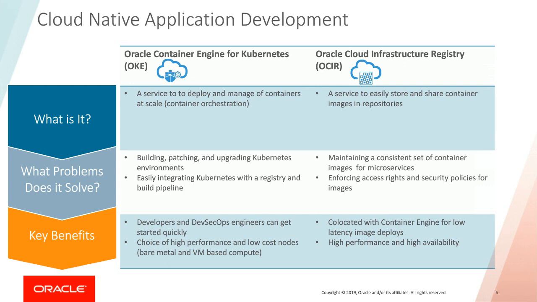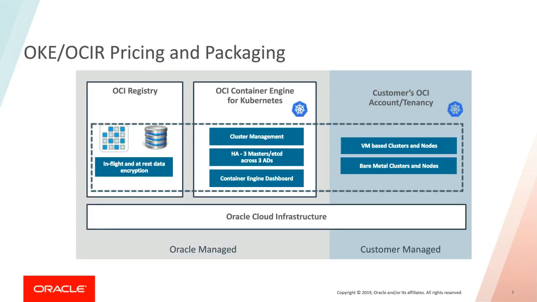To recap, we have covered some of Oracle open source initiatives and DevOps solutions, along with a quick intro of OKE and OCR. Now, let's talk about pricing options. The gray shaded area on the left designates the functions that Oracle manages for the users, including an integrated registry, image store, and a fully managed container engine for Kubernetes. Oracle will manage the etcd and master nodes of the Kubernetes instance in a high availability setup for the customer.